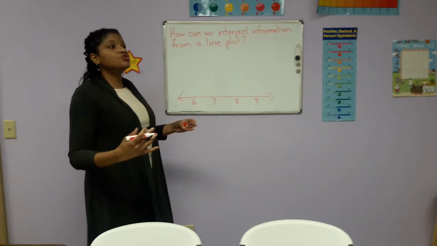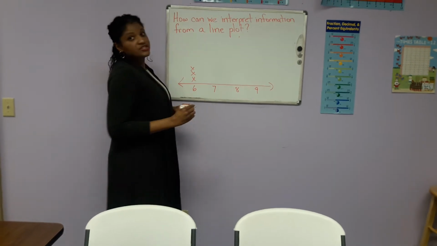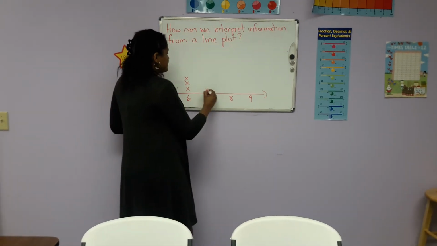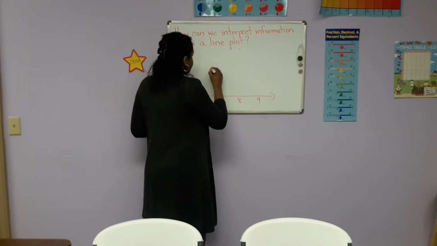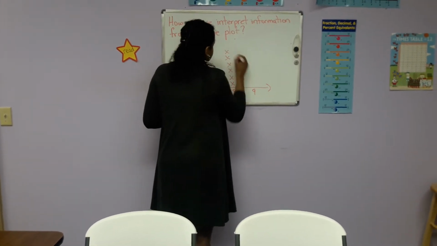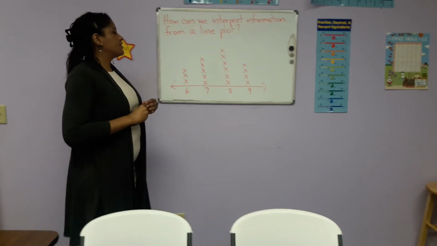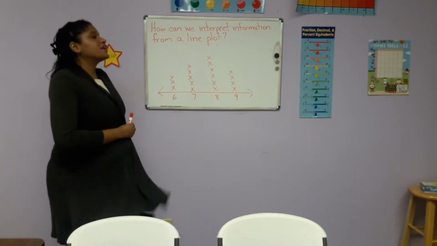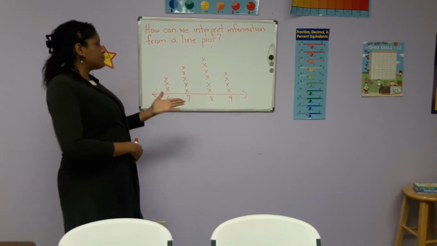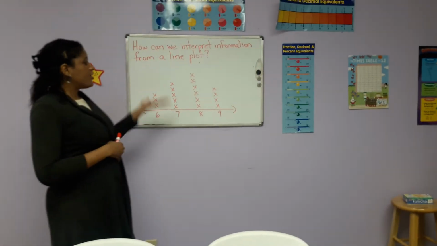And then how many students are 6 years old? All right, well, maybe just 3 students are 6. And how many? 7, 8. All right, and 9. So if we look at this line plot, we can see that most of the students in this camp are 8 years old.